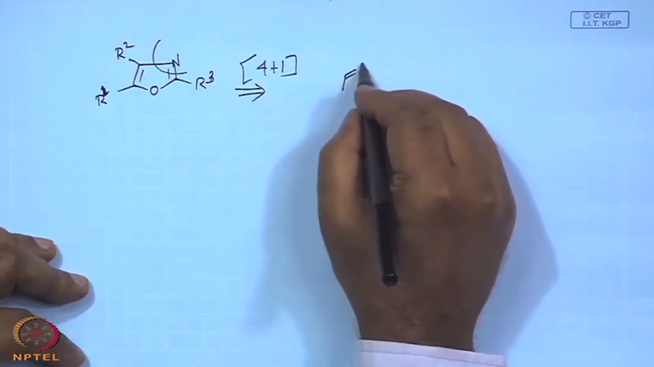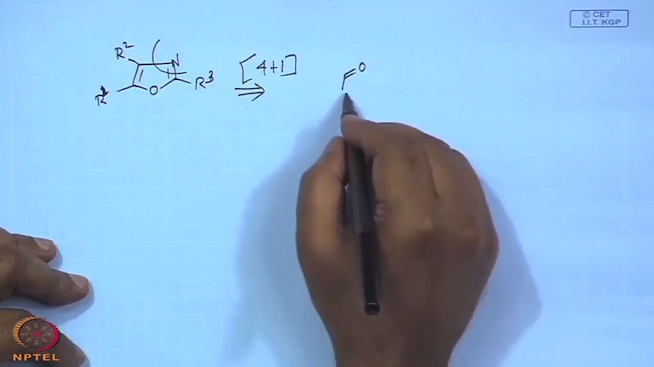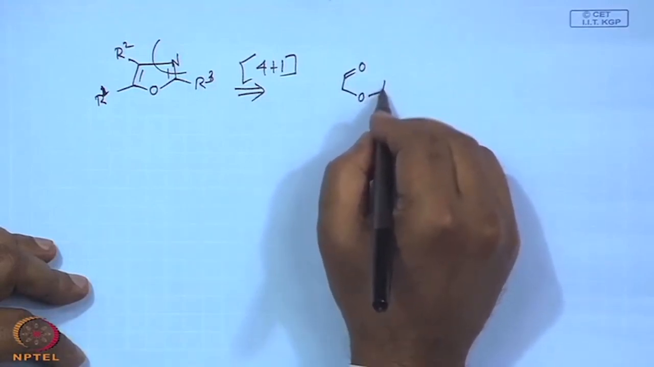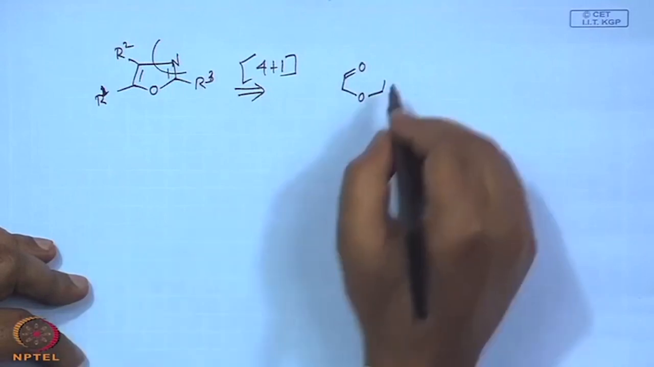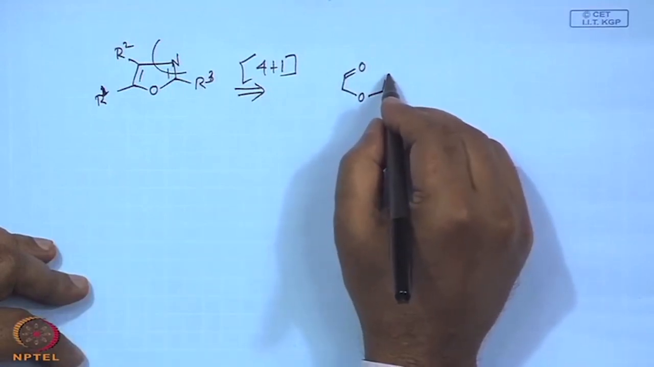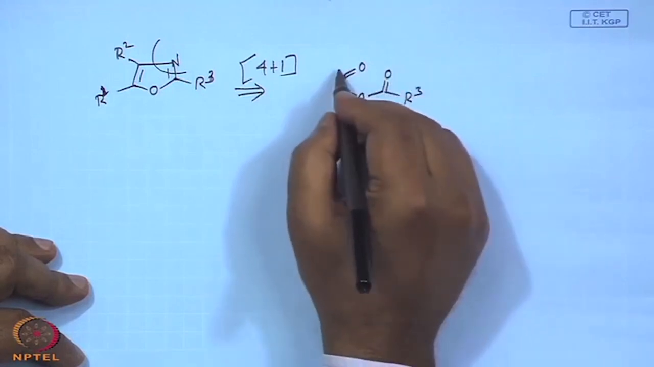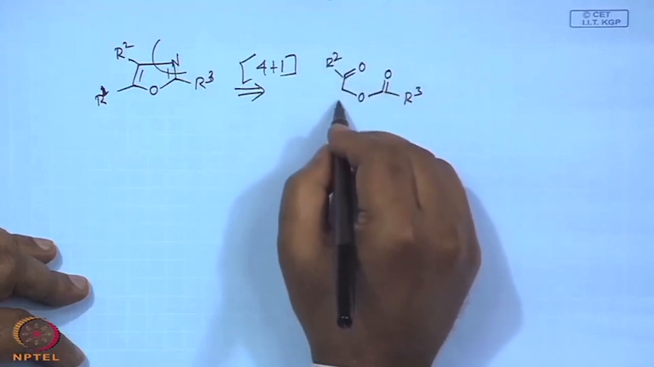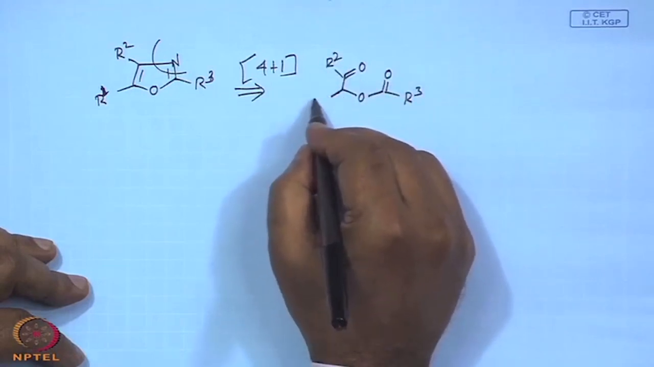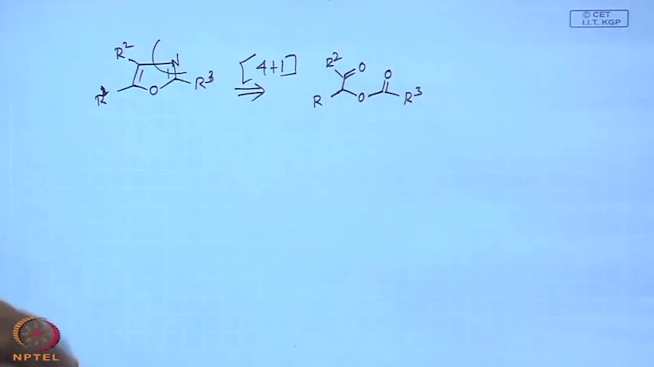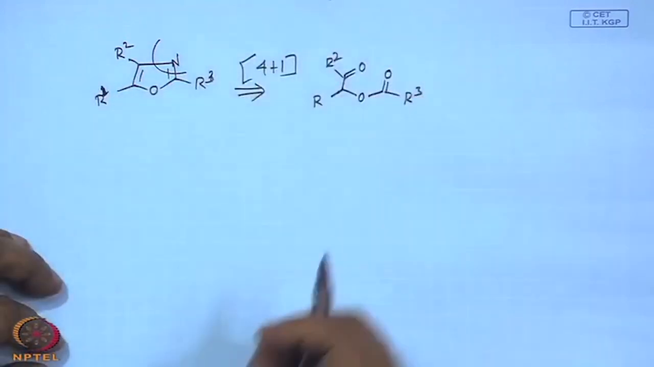That means if you cannot have this amine, you will have a hydroxy here, and once again oxygen, R3 and R2 and R1. That's it. Let me just pull out this one atom by breaking two bonds, so that you can break open into 4 plus 1.